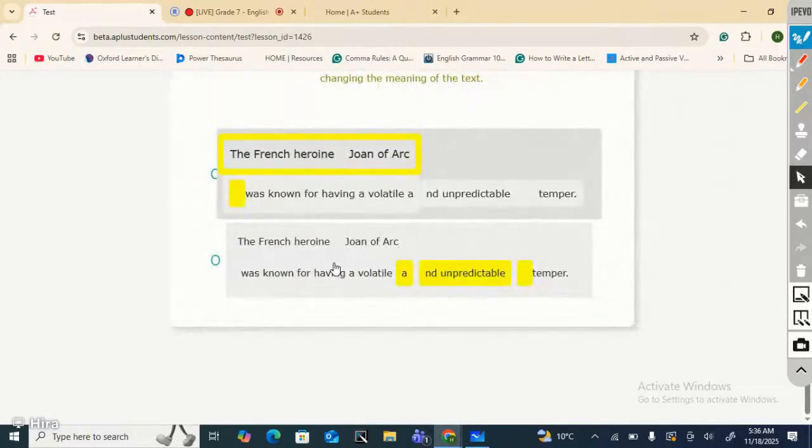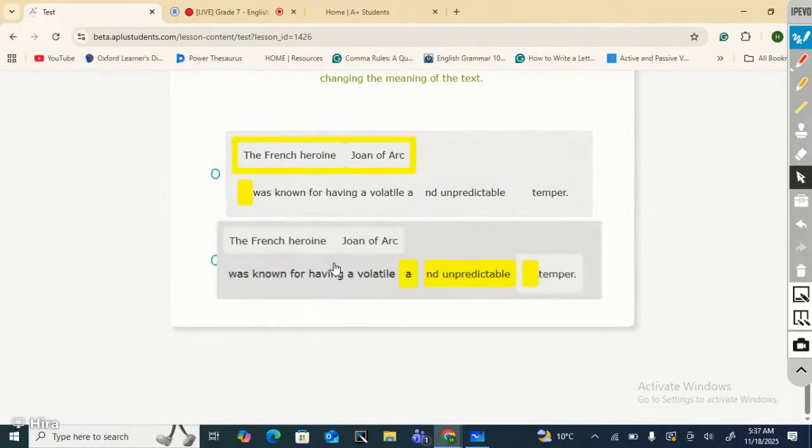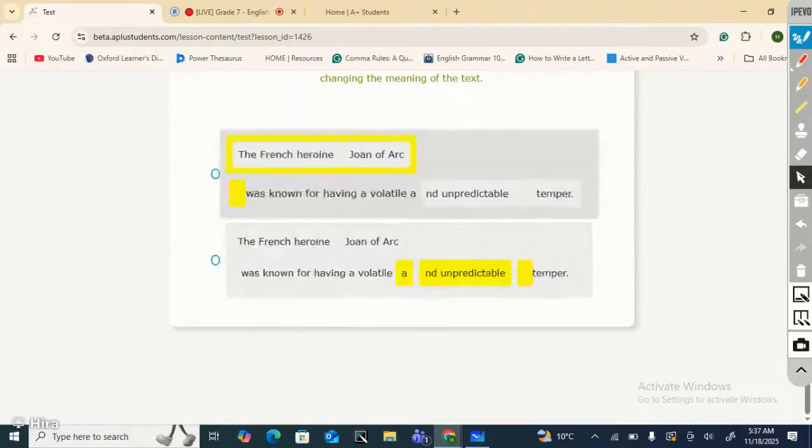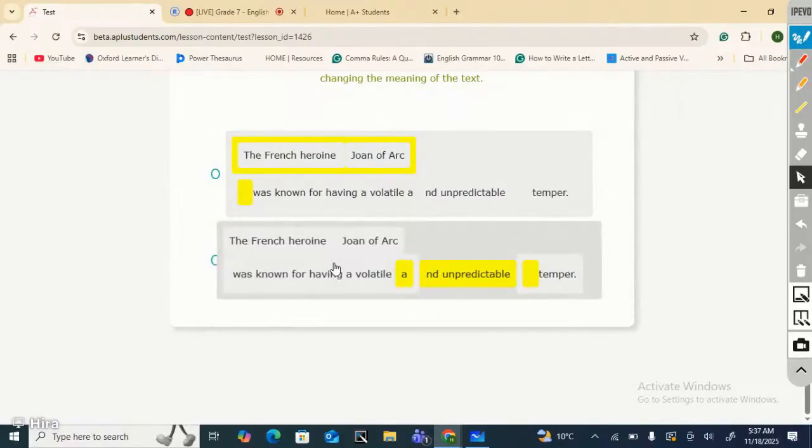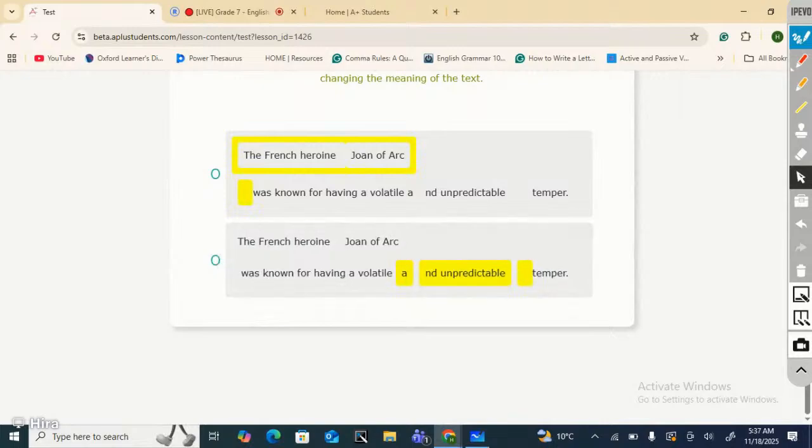The French heroine Joan of Arc was known for having a volatile and unpredictable temper. Okay, the same sentence, but the first option says the French heroine Joan of Arc is the redundant phrase, and the second one says and unpredictable is redundant. Which one? Let's decide.